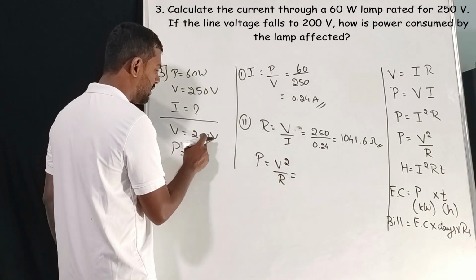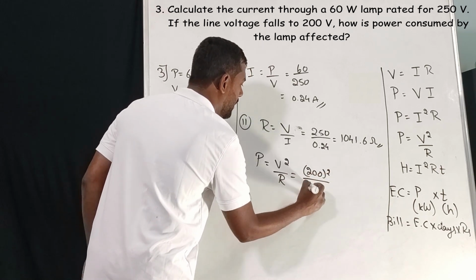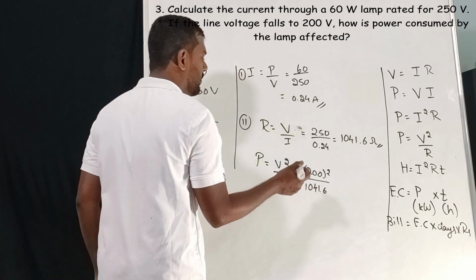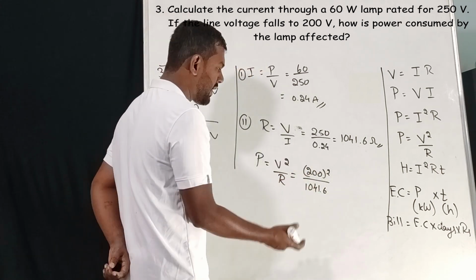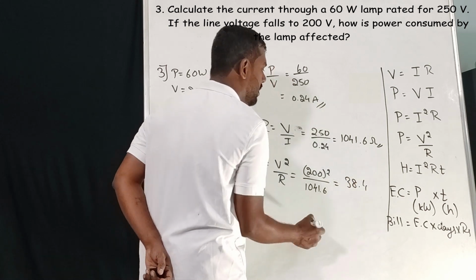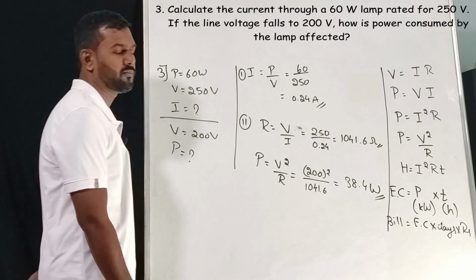V, we know that is nothing but 200, square by R. What we found? That is 1041.6. Okay, when you calculate this, simplify this one, power will be 38.4. What is the unit of power? That will be watt. That's it.